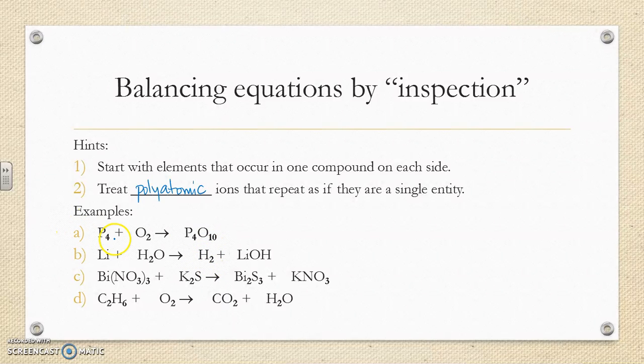All right, so letter A, we have P4O2 and then P4O10. They're both single elements on this side. We can't do either one last because, well, you got to do one of them first, right? So let's just start with the P. There's 4 phosphorus here, and there's 4 phosphorus there. Yay! There's 2 oxygens here, and there's 10 on this side. So what can I put here that'll give me a total of 10? We can put 5, can't we? That was easy. Okay, let's try another one.